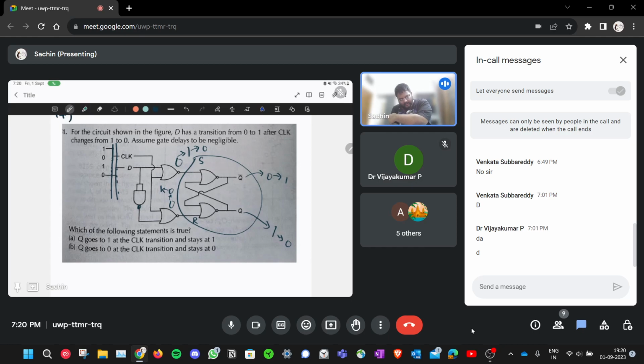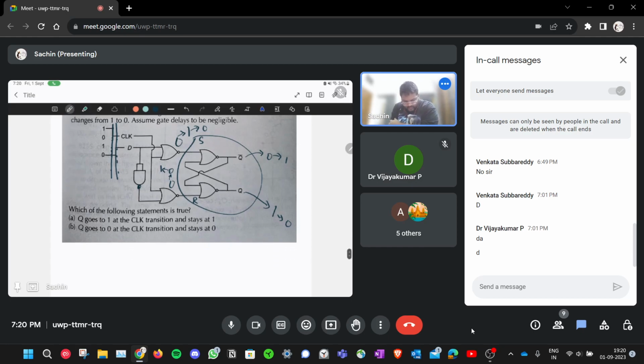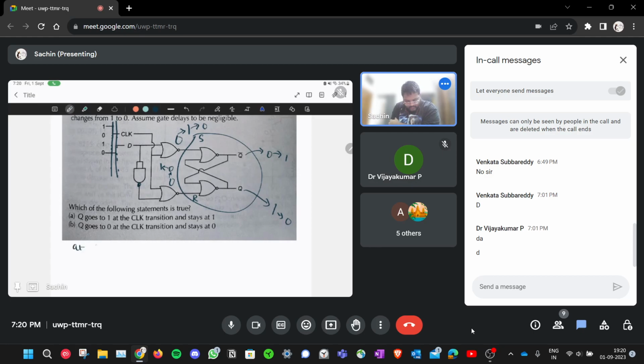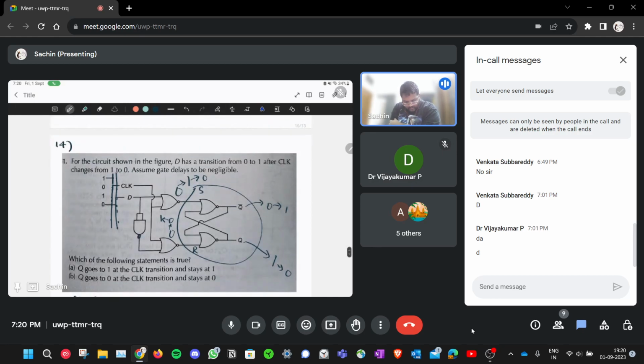So at least from this analysis, at clock transition, Q goes to 1. Why is that? Because at clock transition, both clock and D are 0. So the first NOR gate's output is 1. The second NOR gate, assuming this is D bar as given, its output is 0. So you have a 1-0 combination to this SR latch. So Q will be 1 and Q bar will be 0.